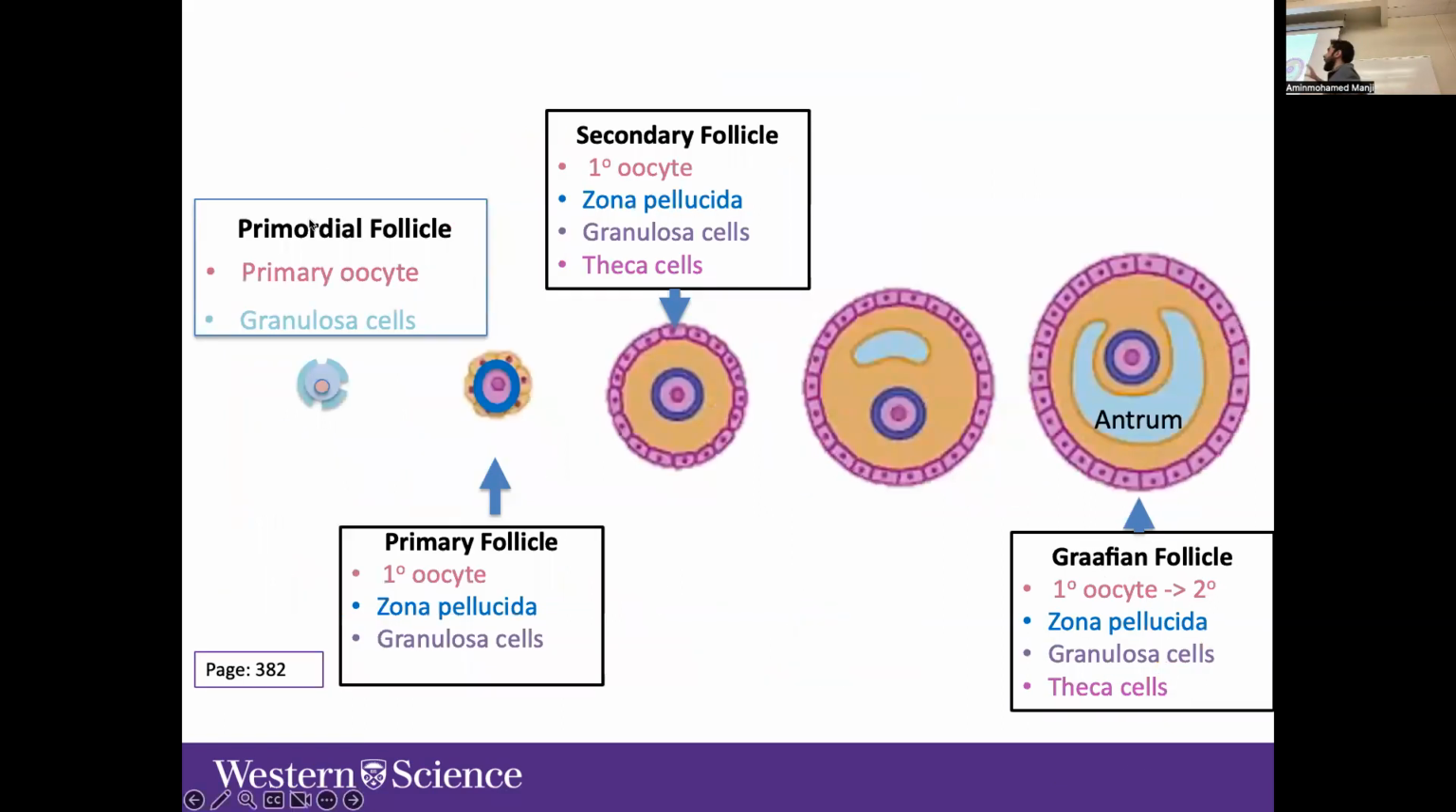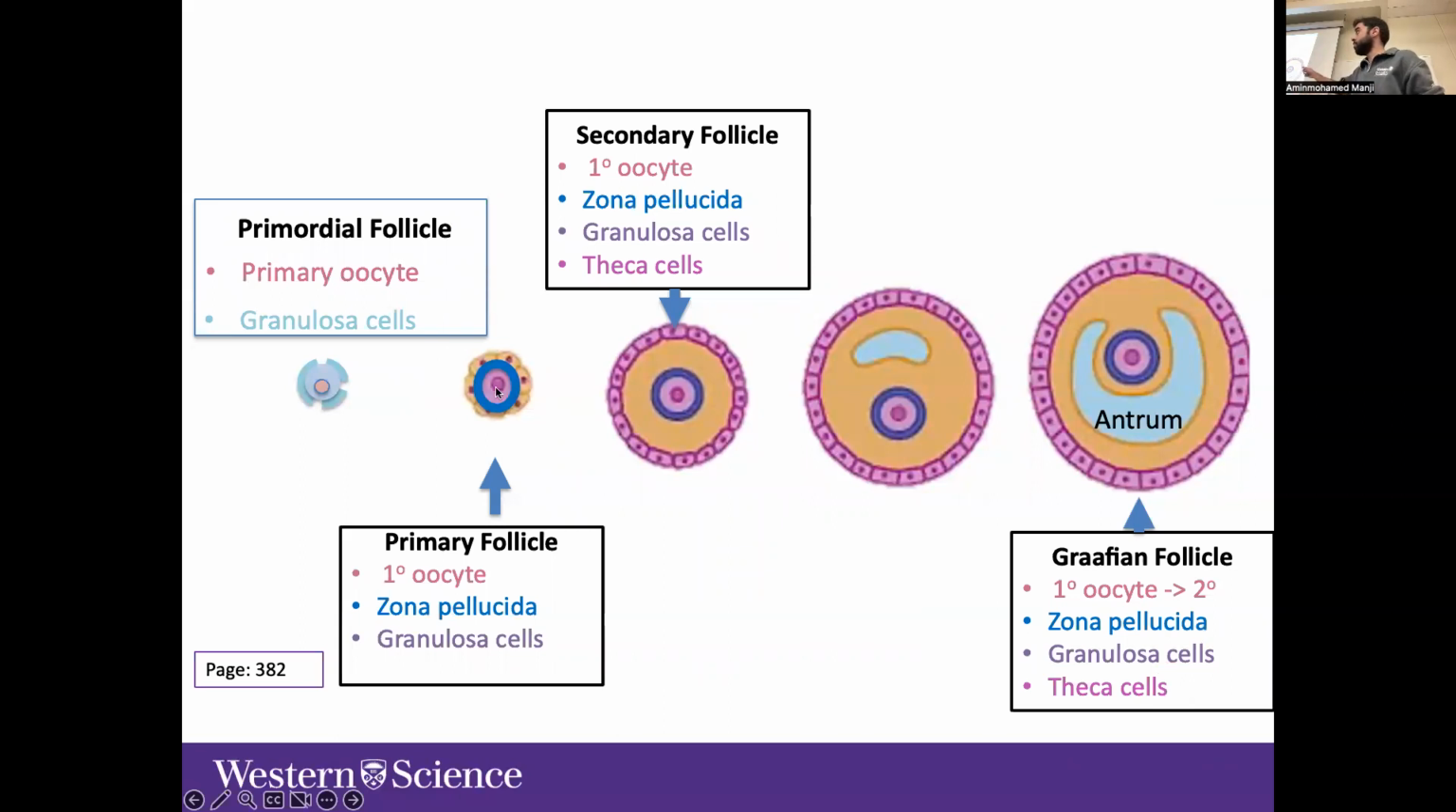Right, so all eggs in a female will be primordial follicles, but every month, 30 to 50 of them will be recruited, and they will go on to mature, and only one of them is going to form that dominant Graafian follicle. So what are the differences here? Well, the primordial follicle has that primary oocyte, that egg cell that has begun meiosis one but has not finished it, and it has some very immature granulosa cells. 30 to 50 of these are going to get recruited, and they're going to form your primary follicles.